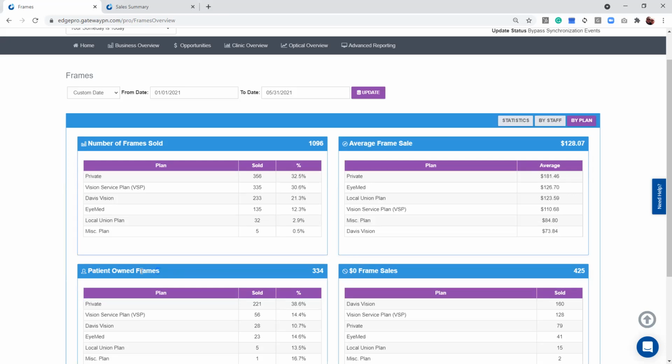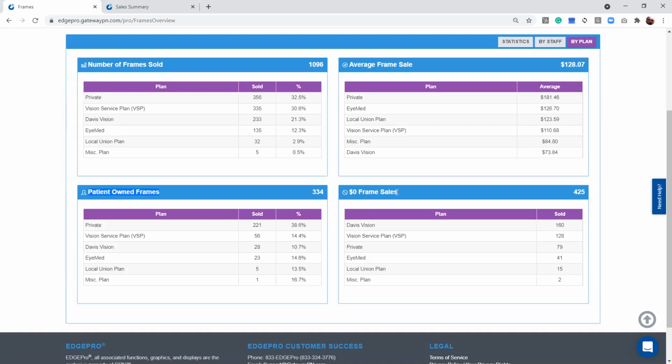Now, our opportunity is still going to be the same category. It's going to be our patients' own frames and our $0 frames. So we can see that we had 221 private pay patients use their own frame. So if we do that math again, we've got 221 divided by 20 weeks. We can see that we've got about 11 patients per week using their own frame.